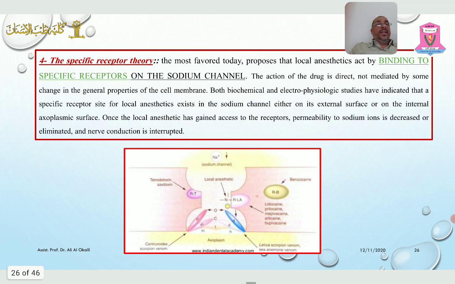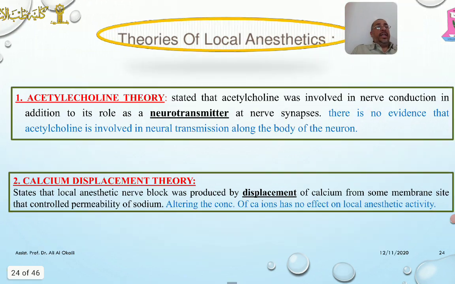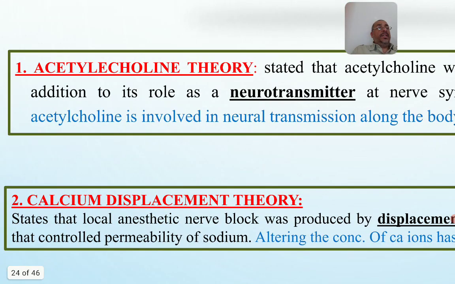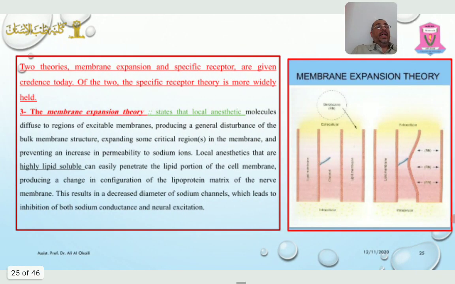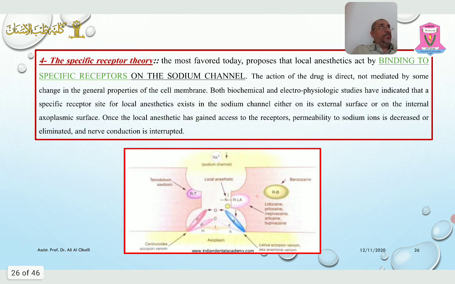of nerve impulse. النظرية الرابعة اللي هي the specific receptor theory واللي هي تقول the most favored today يعني أحسن واحدة من هاي النظريات الأربعة هي the specific receptor theory. هذيك النظريتين القديمة اللي أسيتايل كولين ثيوري والكالسيوم displacement theory تقريبا أهملت الآن، لكن اللي يعتمد عليها هي the membrane expansion theory والأكثر which is most favored هي the specific receptor theory.